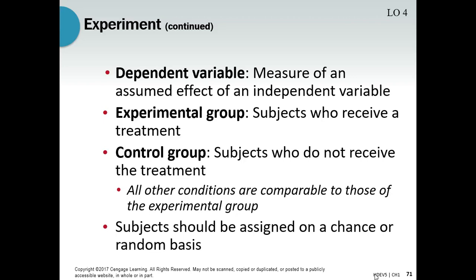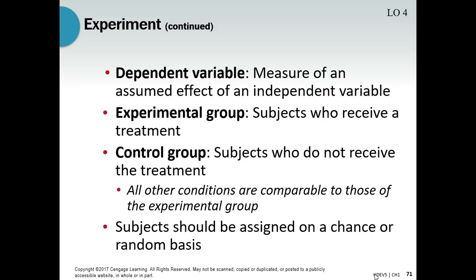Now, my independent variable, I want to go back to that, is usually going to have two parts or two versions of it. It could have more than two, but minimum it has to have two because I need to put some people in a control group and I need to put some people in my experimental group. And my experimental group is the group that gets the manipulation, right?